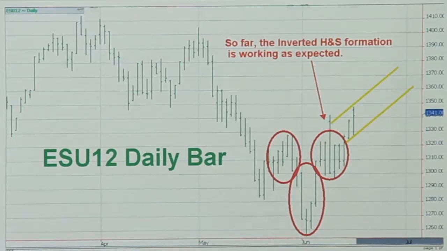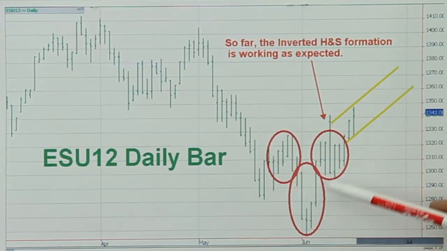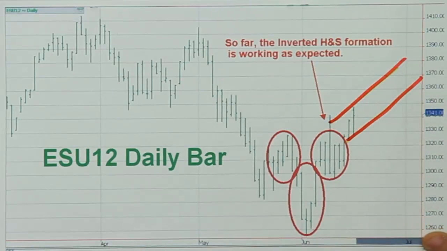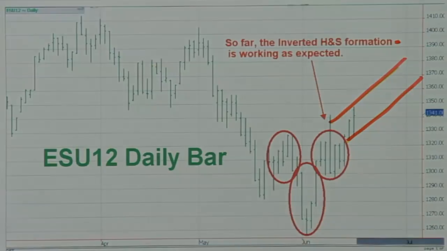Then we look at the S&P, the one we love to trade so much, traders. Shoulder, head, shoulder, look at that, filling in this empty parallel channel that we had placed on this chart a few days ago. So far, the inverted head and shoulders formation is working exactly as expected. Go technical analysis, you cannot ask for more than that.